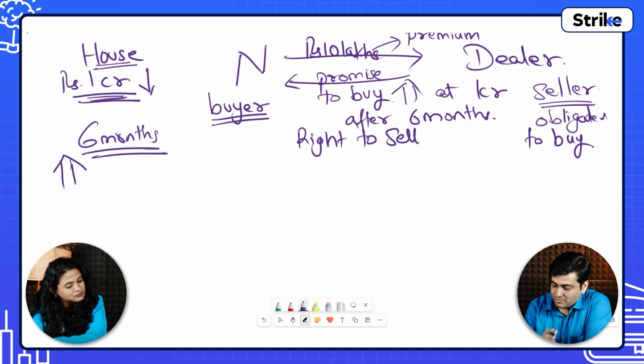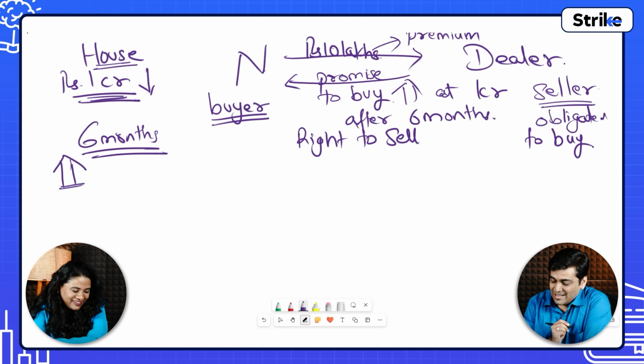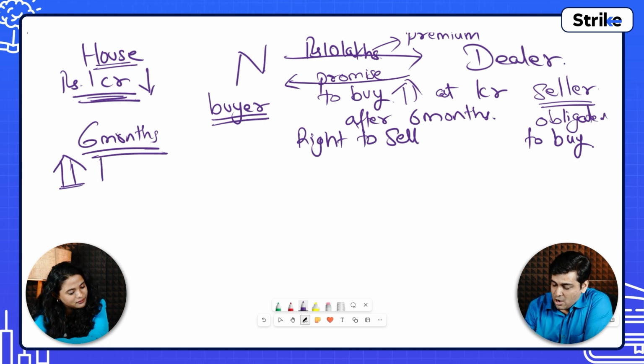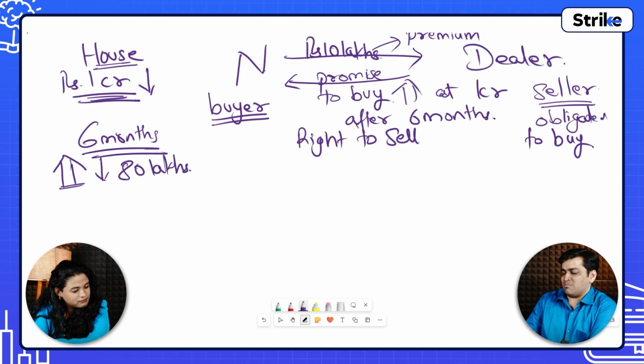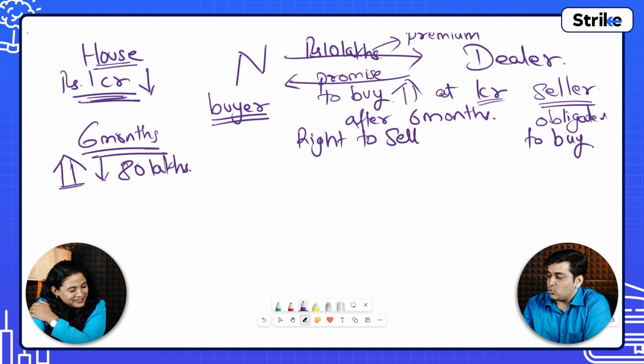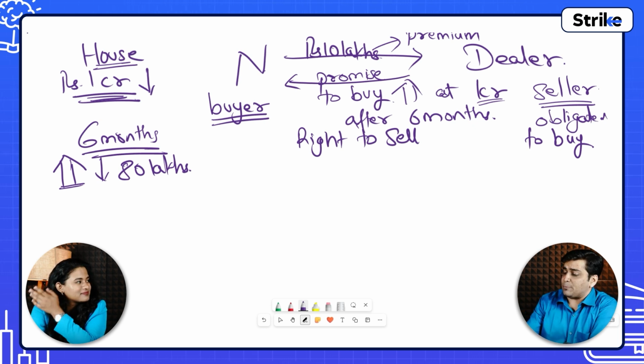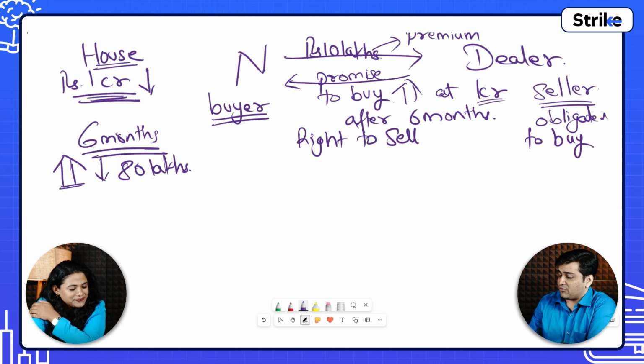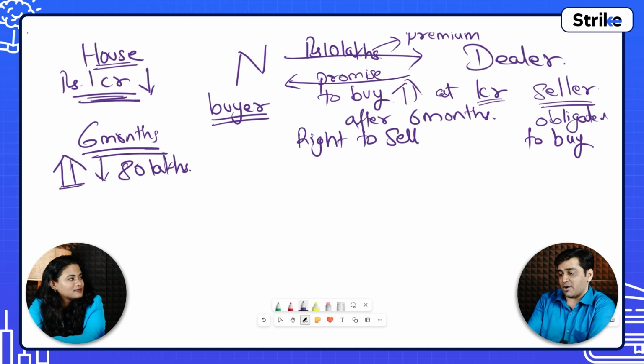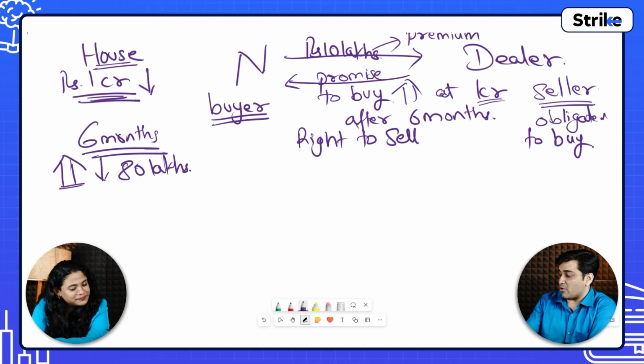So let's say the price of the house, please mind my drawing, goes down from 1 crore to, let's suppose, 80 lakhs. There was some bad construction that had happened, which failed, and because of all that, the real estate prices in your area went down to 80 lakhs. Now what would you do? You will go to the dealer and say, hey, you had promised me that you will buy the house from me after 6 months. This is the contract, the put option contract. Now you buy it from me.